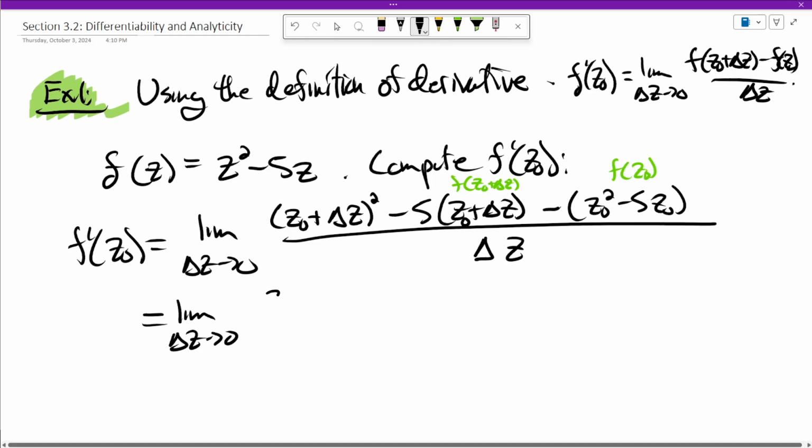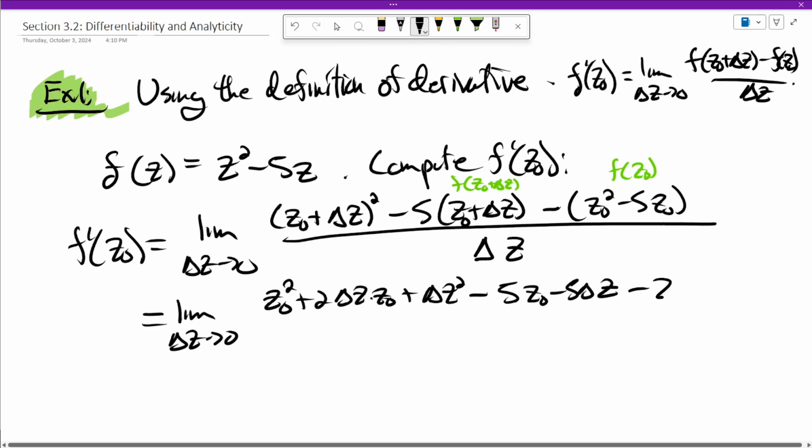So if we square this binomial expression, we get z naught squared plus 2 delta z z naught plus delta z squared. And then move the minus 5 in. So it's minus 5 z naught minus 5 delta z. And then move the negative sign in. So it's negative z naught squared plus 5 z naught. And that's all over delta z.